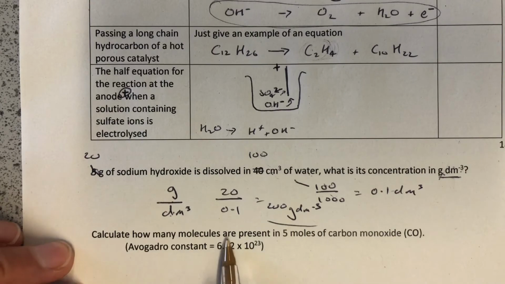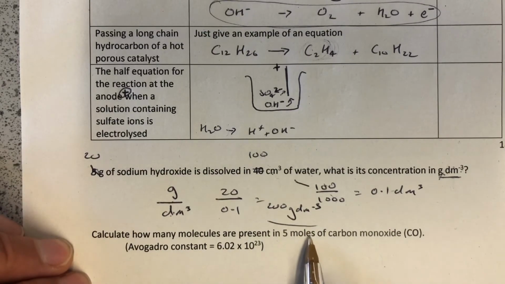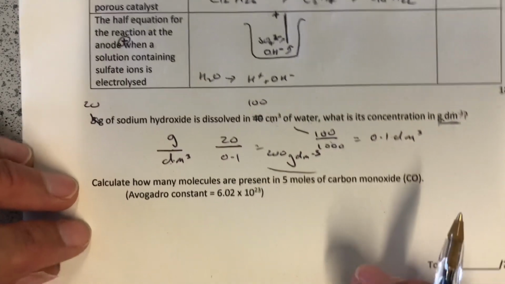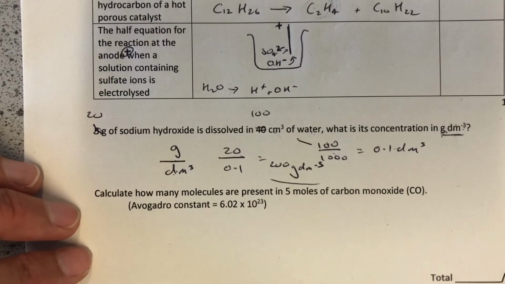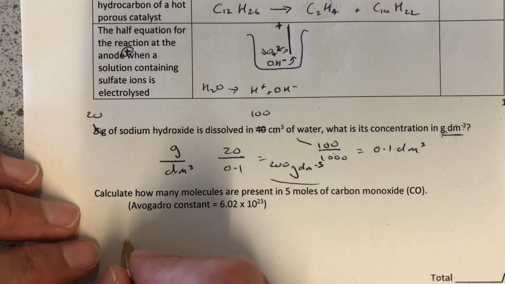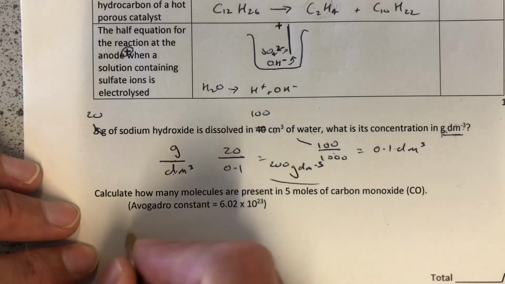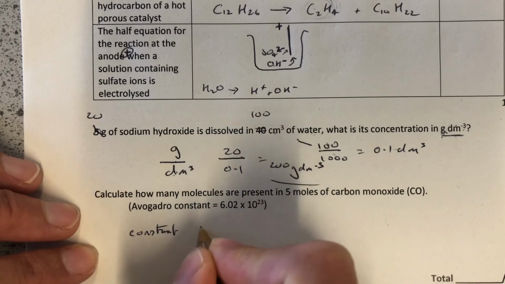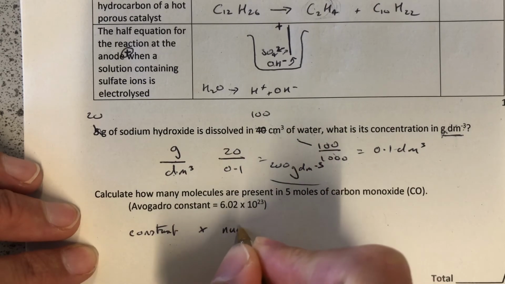Next one, calculate how many molecules are present in 5 moles of carbon monoxide. Okay, again, I often liken these questions to, you know, if I've got three dozen eggs, how many eggs do I have? Well, to do that, you would have to do the constant, which is the dozen. And you'd have to multiply it by the number, wouldn't you? The number of dozen.